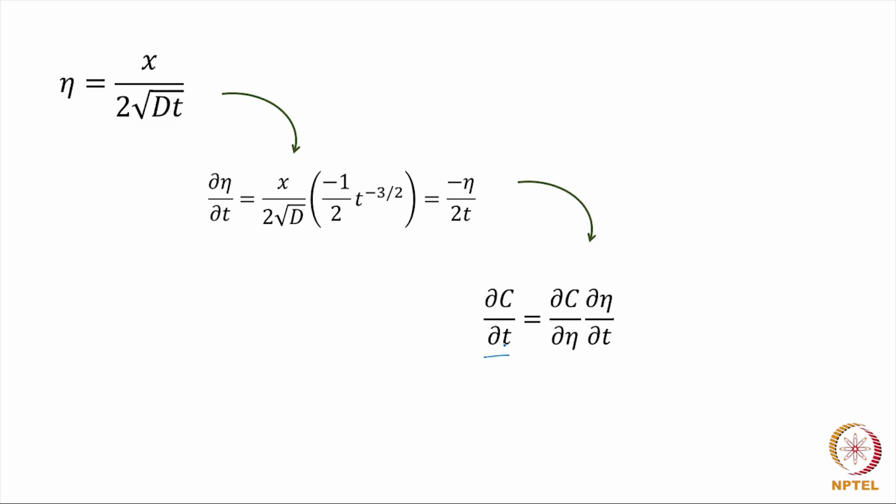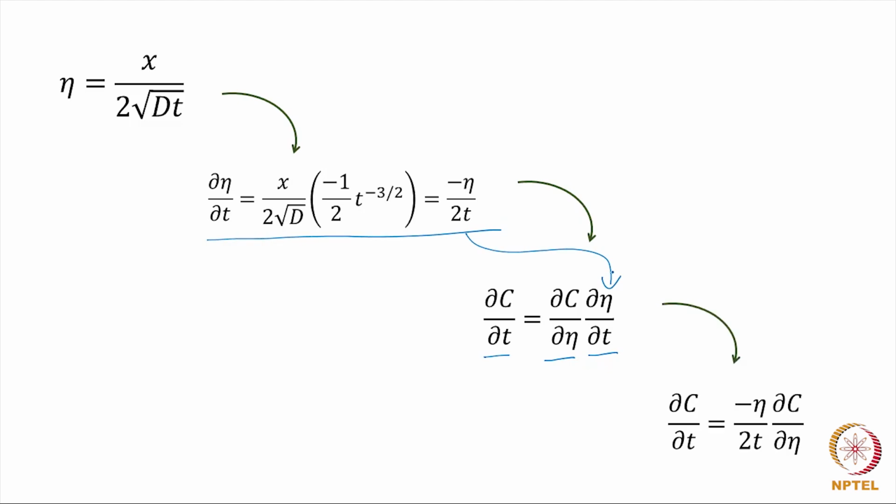From there we can say, by expanding ∂c/∂t as ∂c/∂η into ∂η/∂t, that whatever we have derived here would go into this term, so that we can express ∂c/∂t as a differentiation with respect to eta, and there is nothing else other than eta that should be there in the term. So we have obtained the left hand side of our governing equation. And for the right hand side we follow the same process.